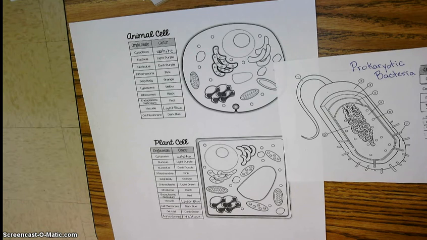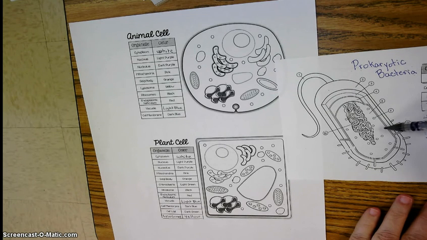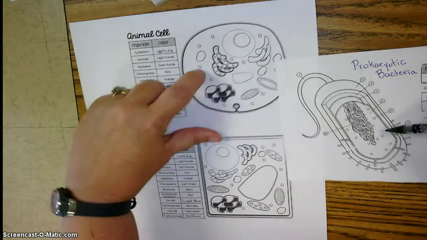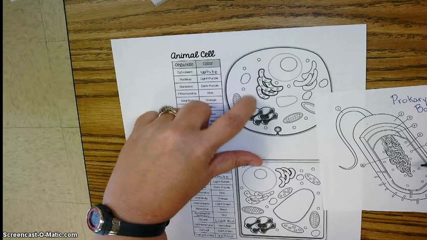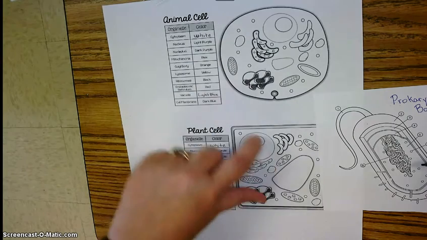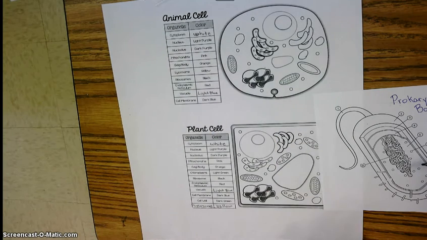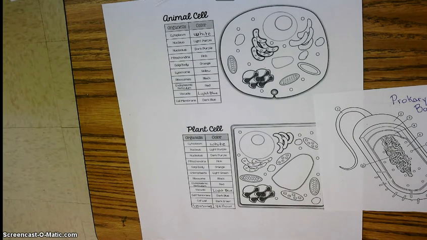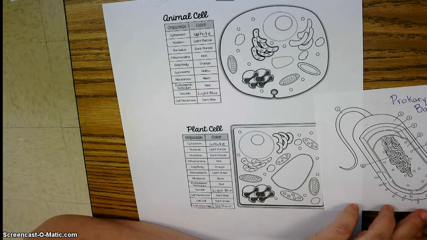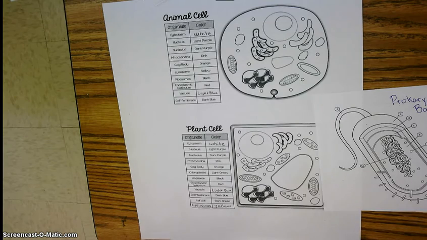Now, the cytoplasm, it says to color it white, and so this area right here in the bacteria, the area in here on the animal cell, and here on the plant cell, guess what? It's already white, so you don't have to color anything. All right? And so the next thing that you need to color, dark blue, is the cell membrane.